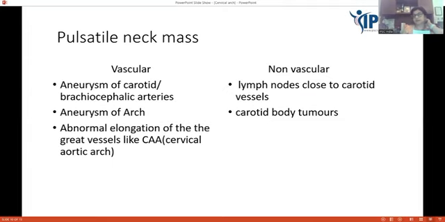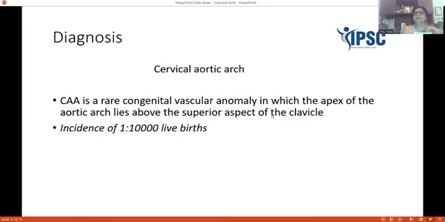Now, what are the differential diagnoses of a pulsatile neck mass? It could be vascular, it could be non-vascular. If it is vascular, the causes could be aneurysms of the carotid, but they are at a higher level, aneurysms of brachiocephalic arteries, aneurysms of the arch, and abnormal elongation of the great vessels like cervical aortic arch. And the non-vascular causes could be lymph nodes, which are close to the carotid vessels, and carotid body tumors. So we came to the diagnosis that it's a cervical aortic arch.